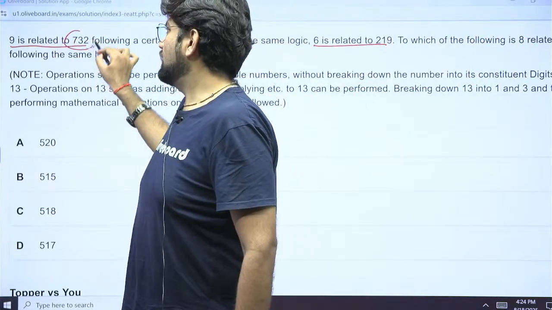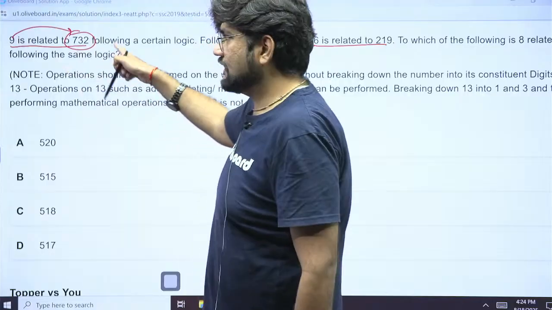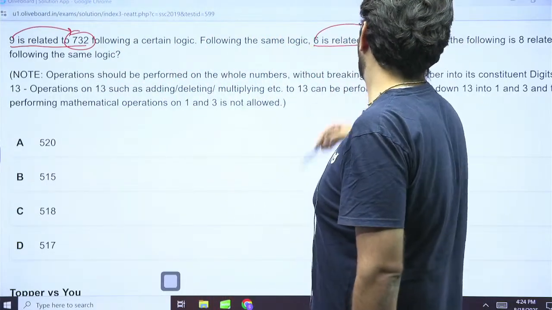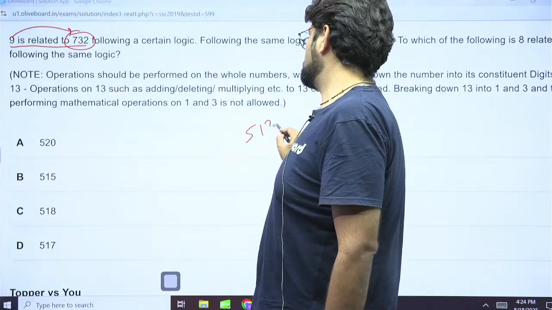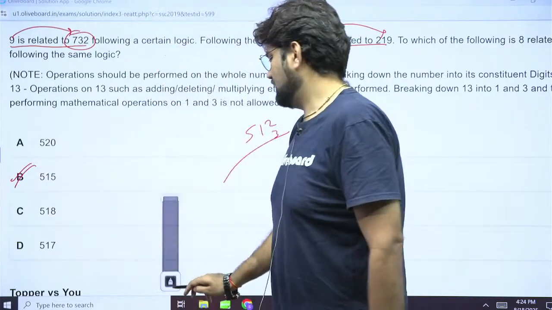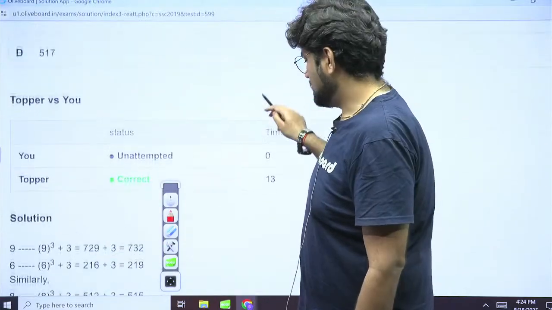732 is 9 cube plus 3, since 729 is 9 cube. 9 cube plus 3 is 732. 6 cube plus 3 is 219. So 8 cube is 512. If I just add 3 to it, I'll get 515 as my answer. This is pretty easy and pretty direct. Could have done this in 10 seconds, 13 seconds.